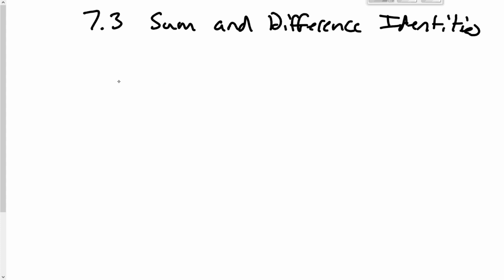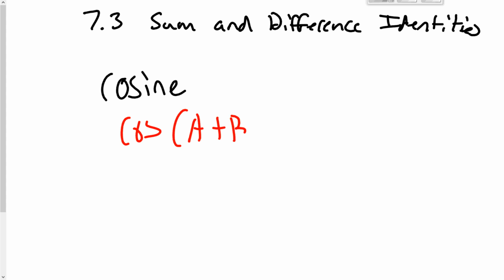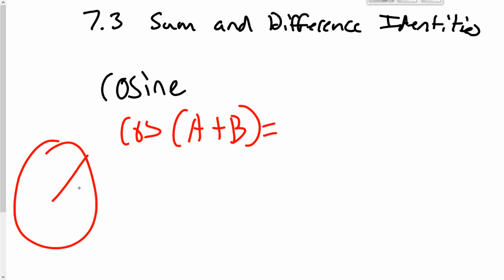Cosine is cosine of a sum of two angles. And you can find the proof for this on page 645 if you want to really look into it. I have one angle here, say B, and then I have another angle that opens up, say right here, that's angle A.